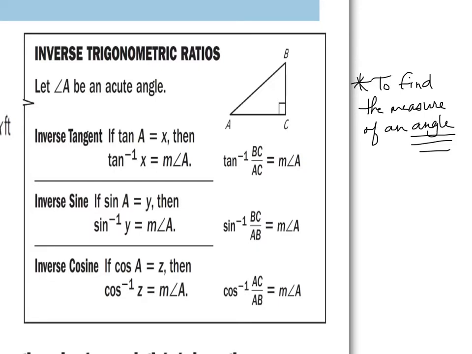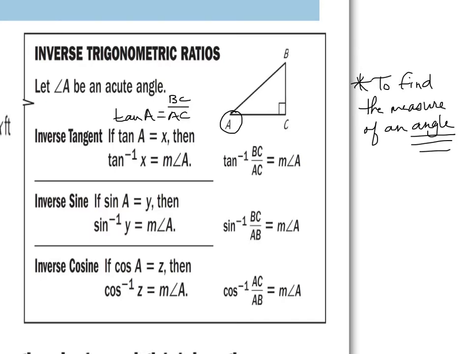Okay, and if you remember, tangent is opposite over adjacent. So what they do here is they say the tangent of angle A is equal to x. Well, in this case, x is opposite over adjacent, and that's what they've done here. So as we look at this, if we were to set this up, it would be the tangent of A equals opposite of angle A, which is BC, over adjacent, which is AC.